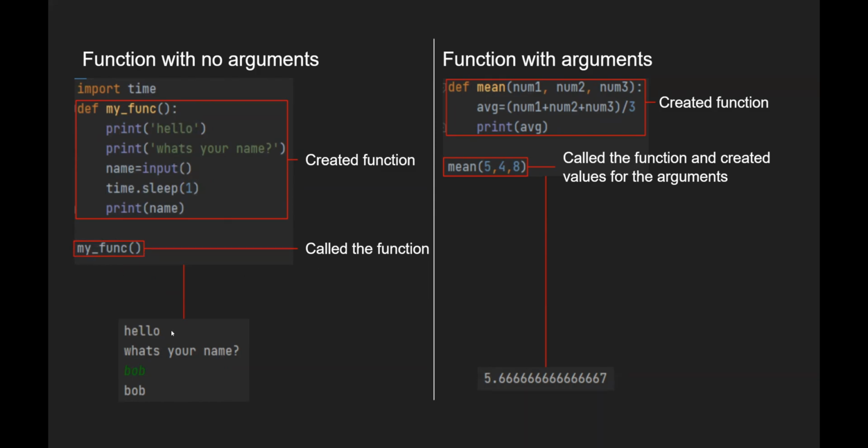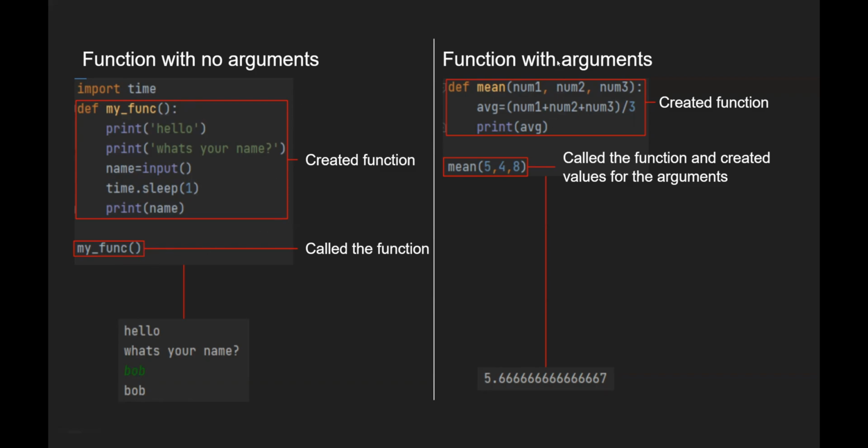So if we run it, it'll print hello, and then say what's your name, and then I put Bob, and then we'll wait a second, and then print Bob again. So the purpose of the function, instead of repeating all of these lines again and again, is that you can just call this function multiple times and save a bunch of lines.